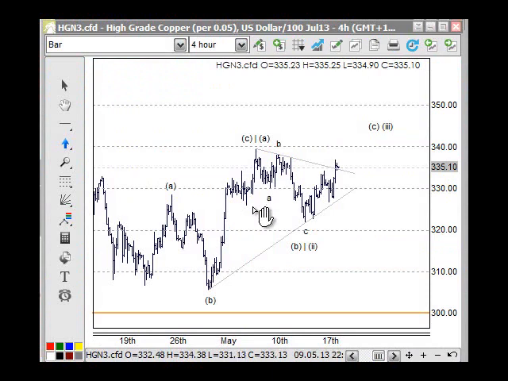Okay, so look, back to copper, back to the resources. While the support is on 330 and we've got this ABC here, we can expect new highs to move on up through here. So we remain positive on resources.